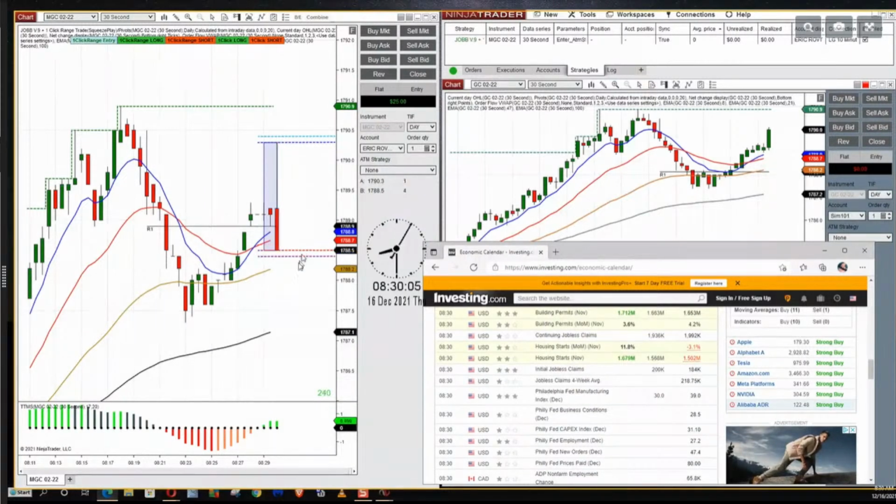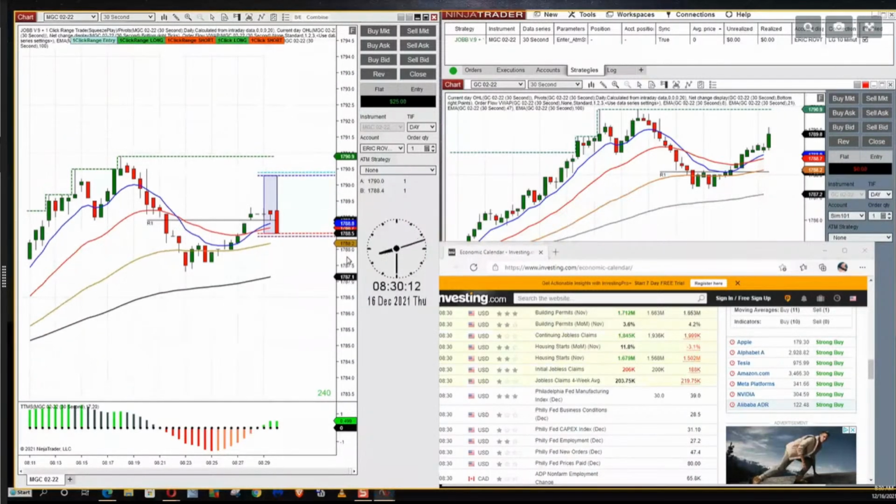Choppy. Oh, that would be really hard to trade. That would have been a stop out, right? That would not have been a good trade on gold. Whew. That would have been very tough.